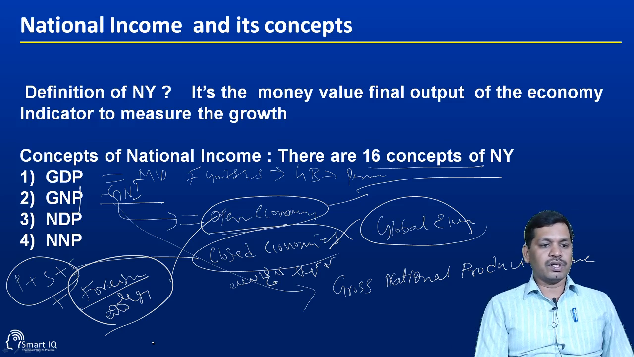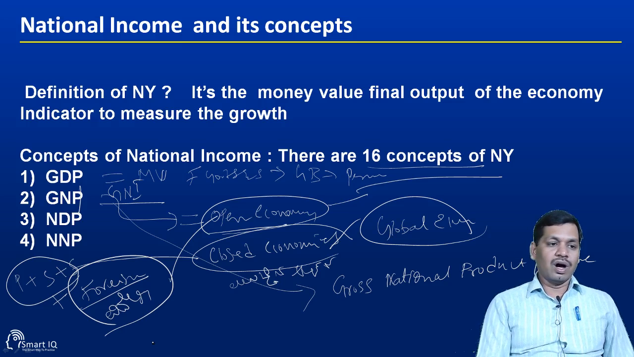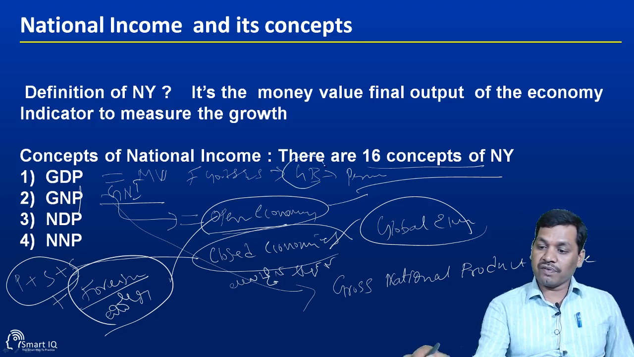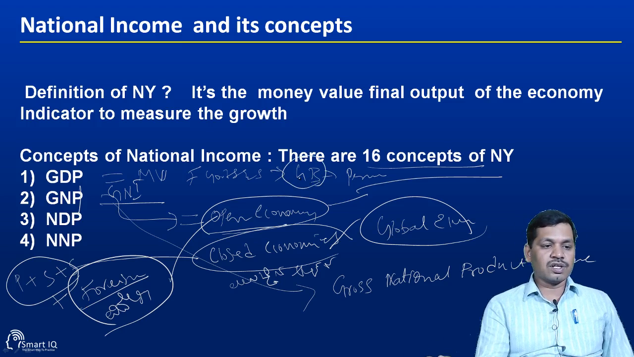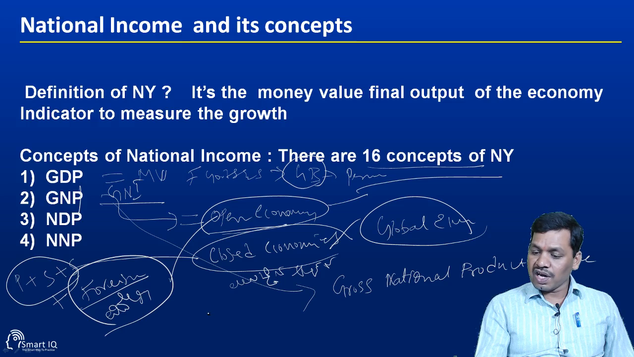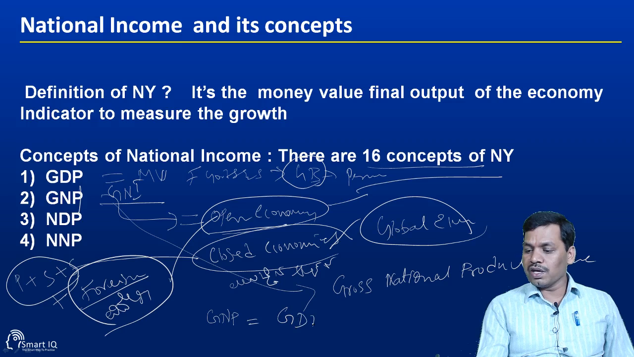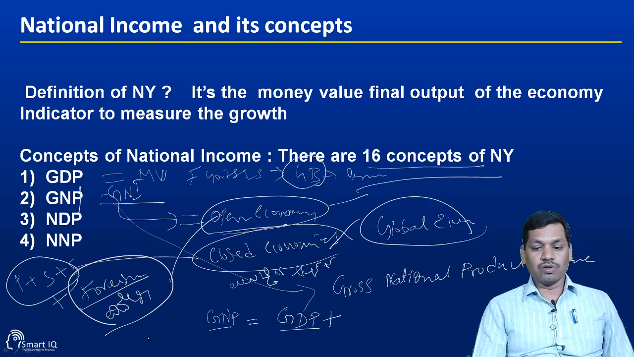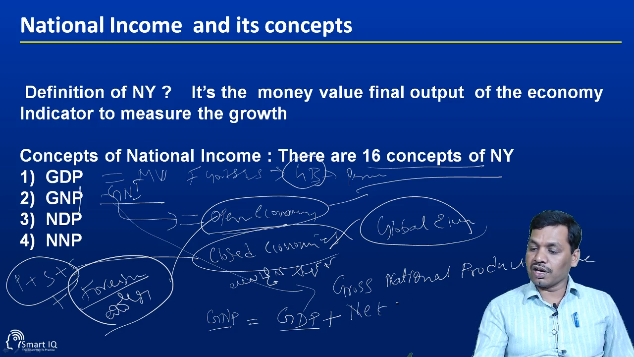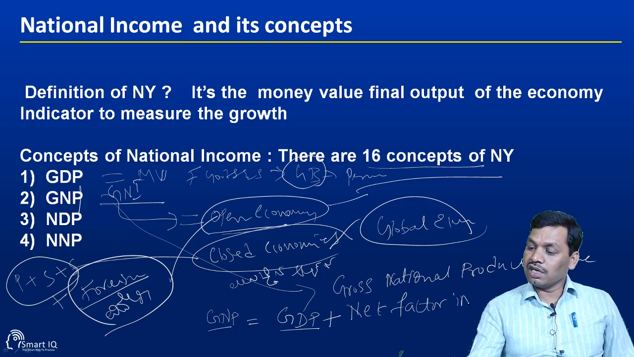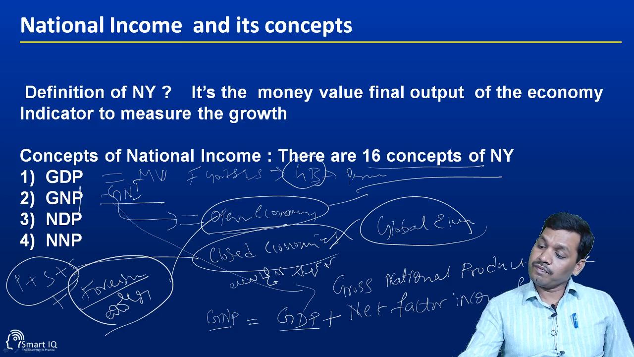How do you estimate GNP? Very simply, if I want to recall for you, in GDP there was a geographical boundary, but we don't consider the geographical boundary in GNP. So how do we estimate it? For understanding purposes, GNP is equal to GDP, gross domestic product, ಒಟ್ಟು ದೇಶೀಯ ಉತ್ಪನ್ನ, plus net factor income from abroad.